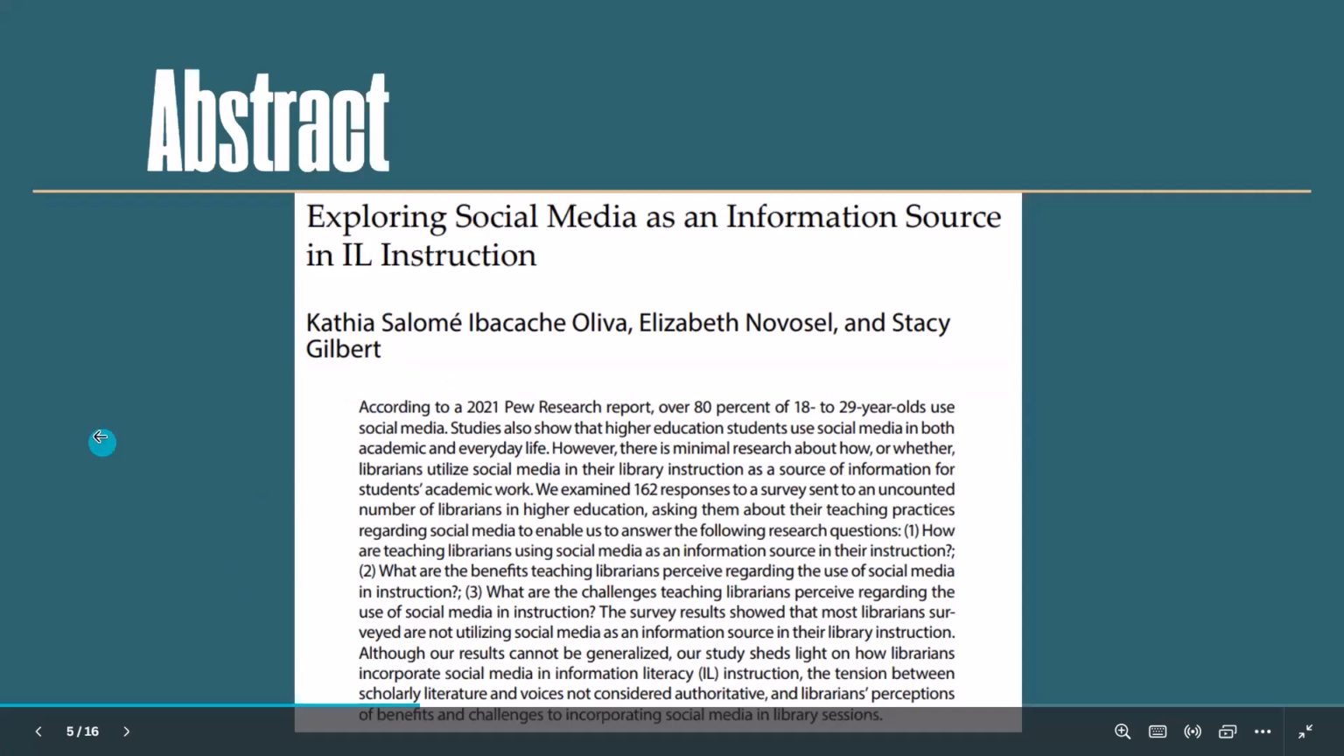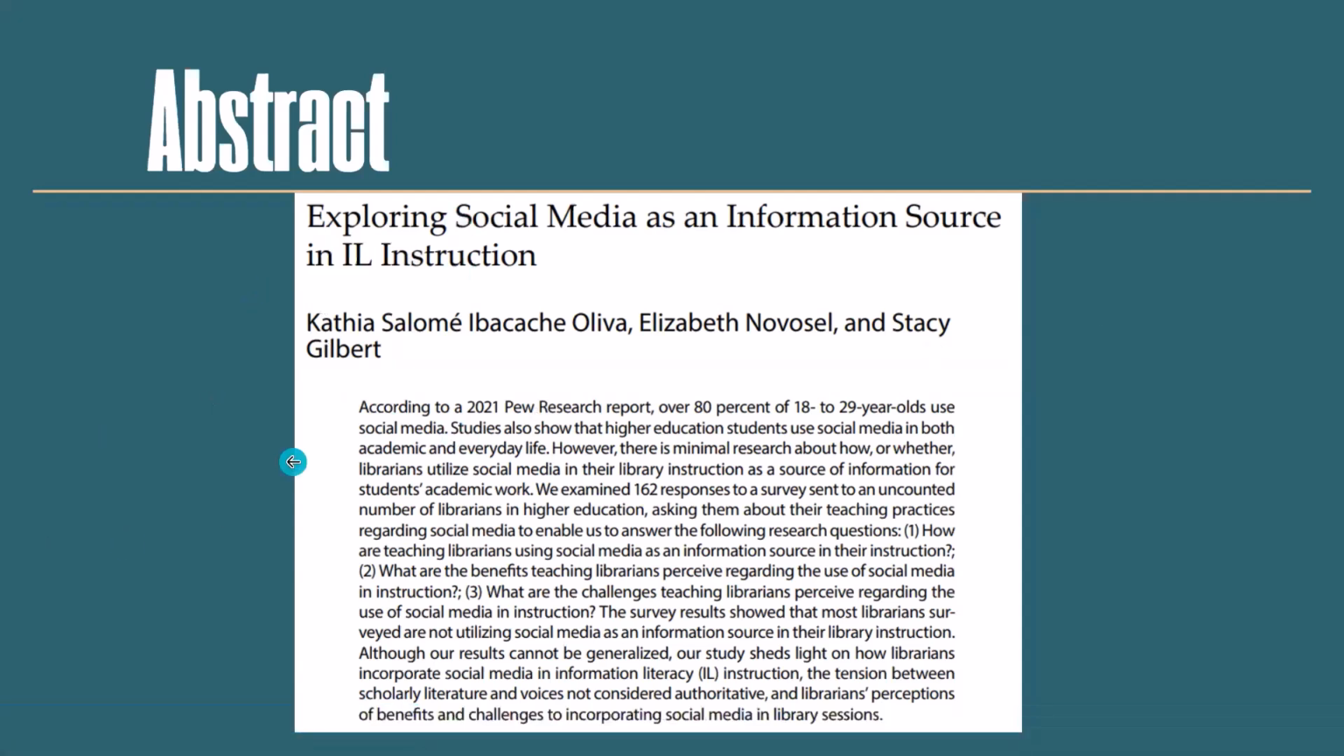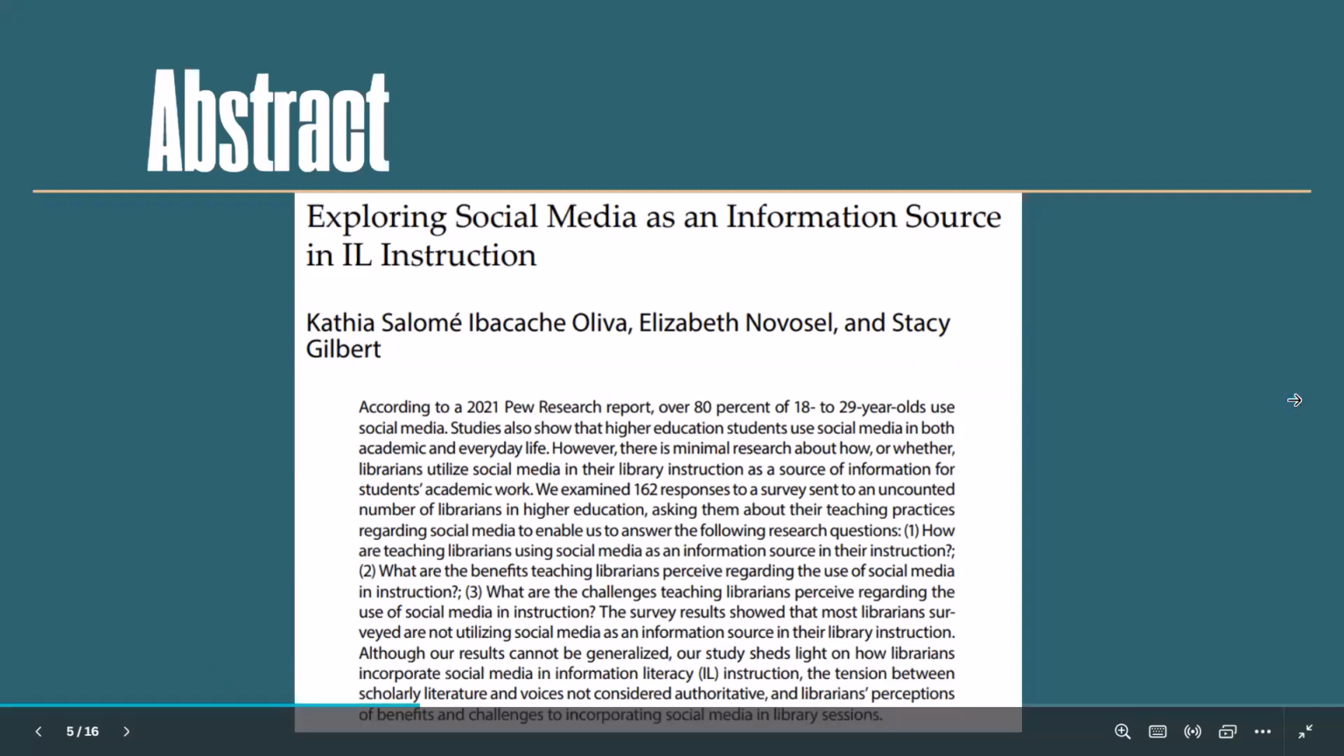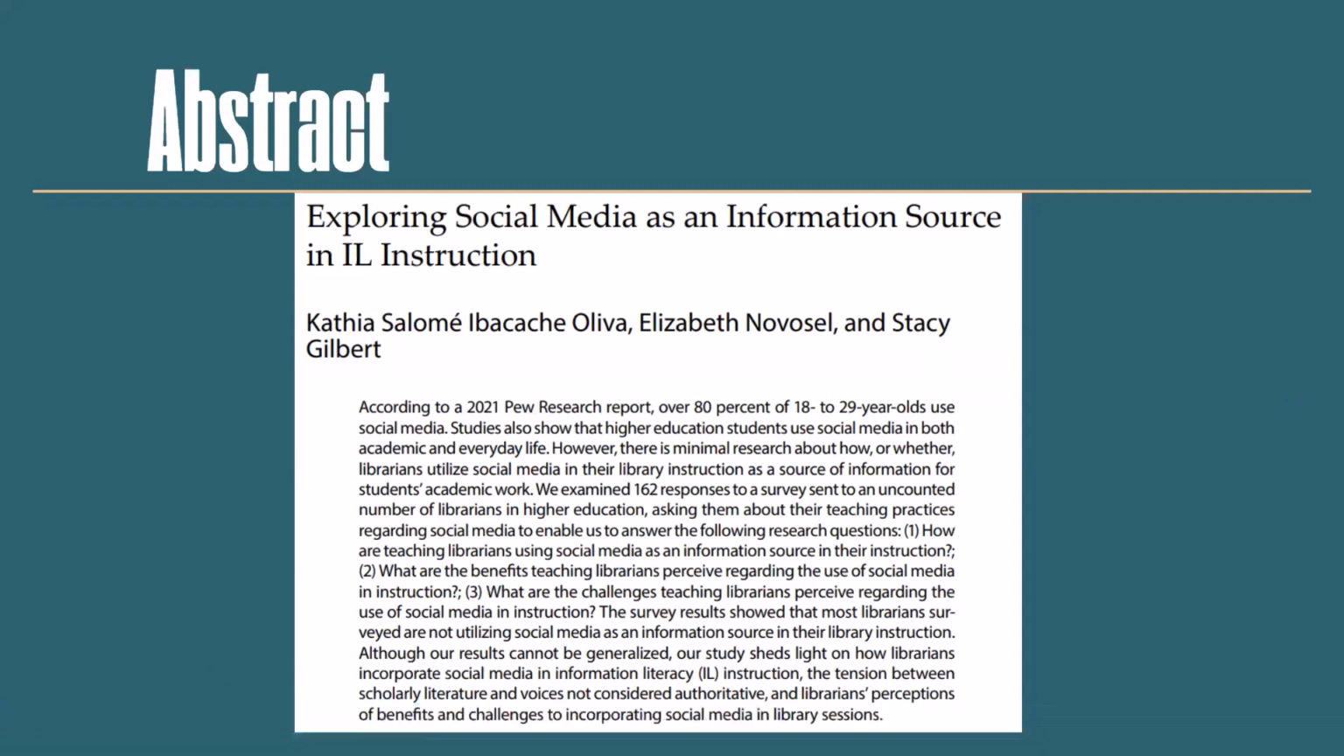So this one is for an article called Exploring Social Media as an Information Source. I have all the authors right here, and this is the big, long, not necessarily so long abstract. It's giving me an idea of what this is, what some key facts about this already are, and what they are going to try and do with this article.